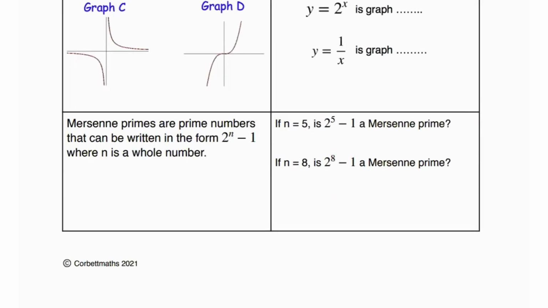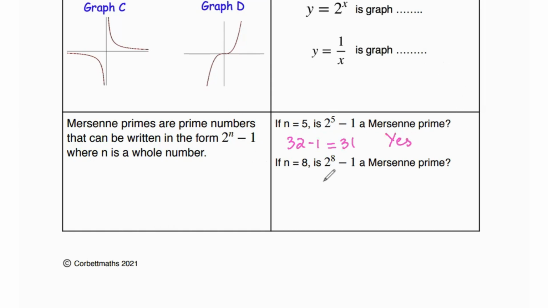Next one says, Mersenne primes are prime numbers that can be written in the form of 2 to the power of n minus 1, where n is a whole number. It says if n equals 5, is 2 to the power of 5 minus 1 a Mersenne prime number? So let's check. 2 to the power of 5 equals 32. So 32 minus 1 equals 31, and 31 is a prime number, so yes.